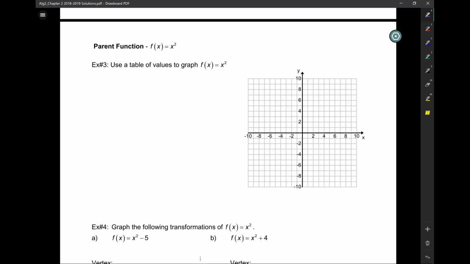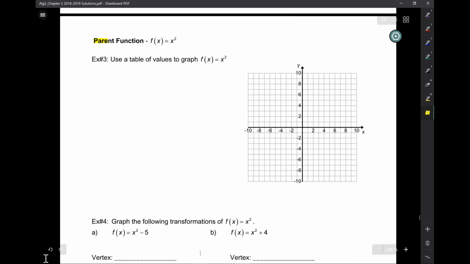So, let's move on to x squared. This is a quadratic function. So the function is a quadratic. The graph is a what? Parabola. Okay? All right. So here we have f of x equals x squared. For this one only, I'm going to use a table of values to graph.